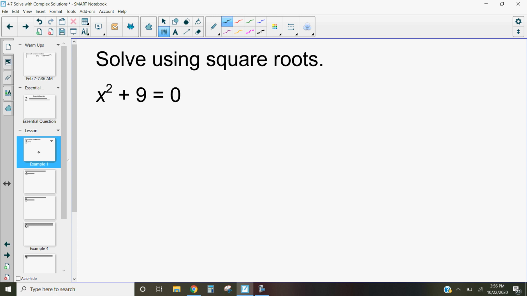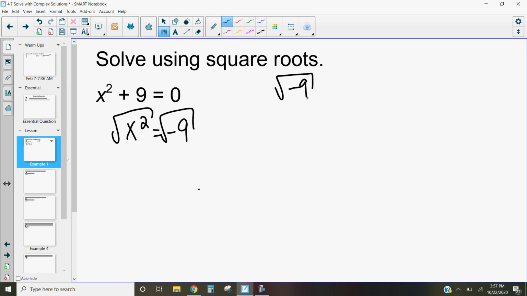So first, we're going to solve by taking square roots, and that means we need to move the numbers to one side and the x's on the other. So I've got x squared equals -9. Now we want to square root both these sides here. Square root, square root. Now notice how we have the square root of -9.